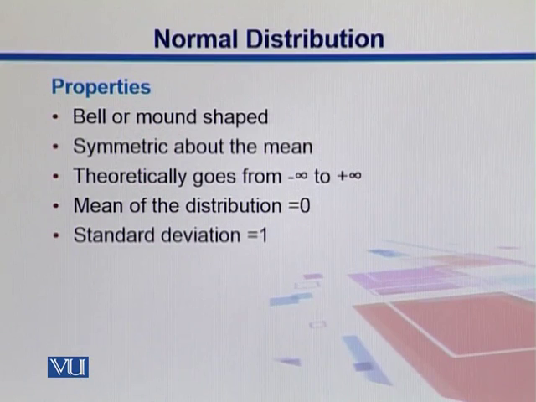Here are some properties of this distribution. It is bell or mound shaped. It's symmetric around the mean, so the right-hand side looks like the left-hand side. That property we call symmetry. Theoretically, it goes from negative infinity to positive infinity, so the tails get parallel to the axis and continue. The mean of this distribution is 0 and the standard deviation is 1.